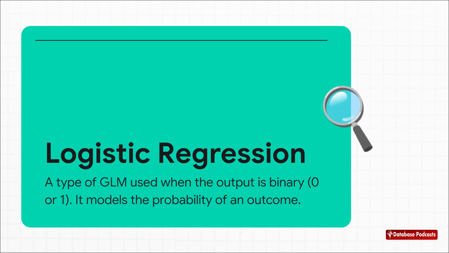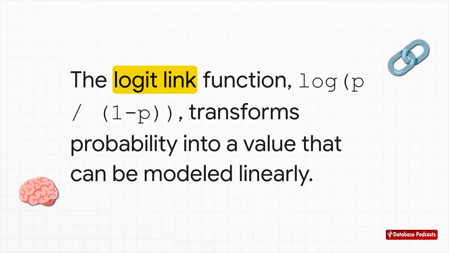You nailed it! And for that exact problem, there's a special type of GLM called logistic regression. What's so cool about it is that it doesn't just spit out a yes or no. Instead, it gives you the probability of something happening. So you'll get an answer like, there's an 80% chance this customer will churn. And how does it do that? With that special link function we mentioned, this one's called the logit.